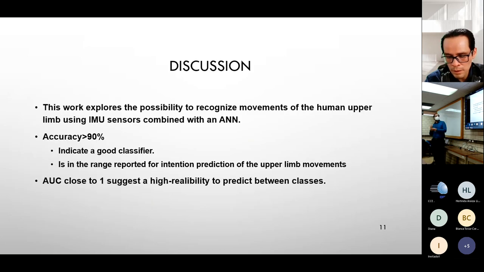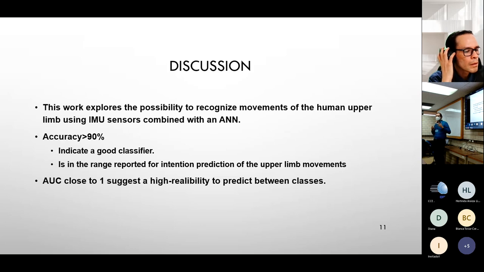As a discussion, we think that this work explores the possibility to recognize the movements of the human upper limb using IMU sensors combined with an artificial neural network. The results obtained, above 90% for the accuracy, indicate that this artificial neural network for this application is a good classifier for the patterns presented to the artificial neural network.